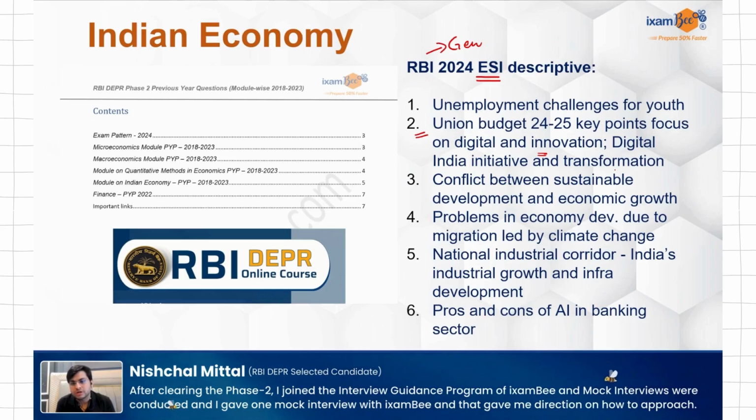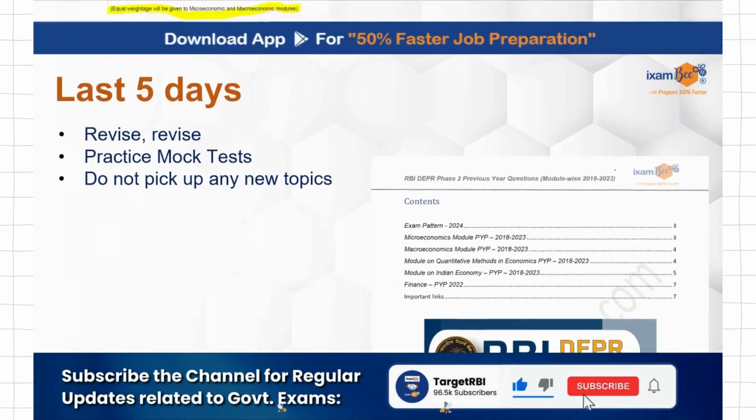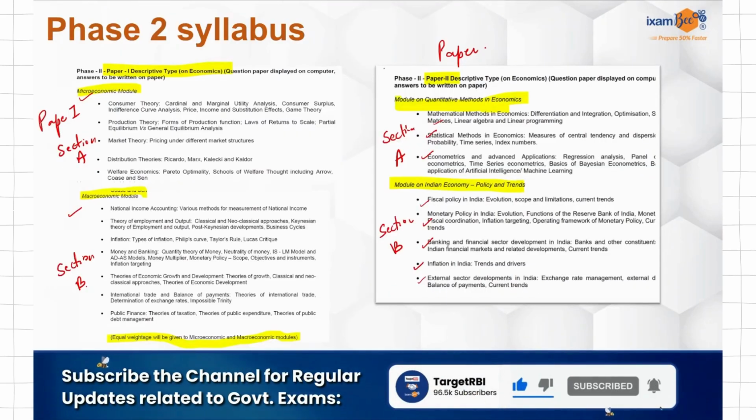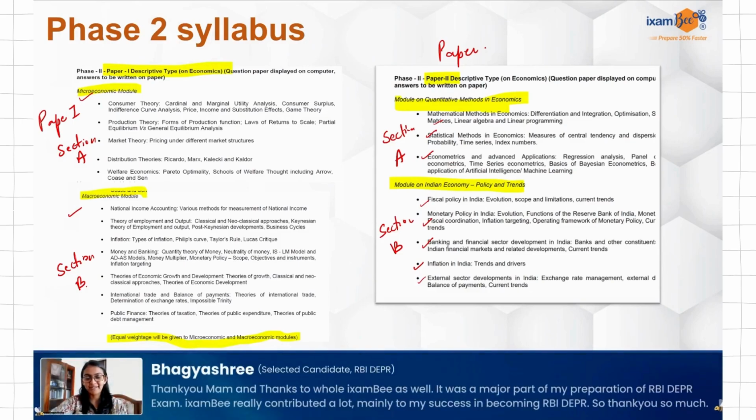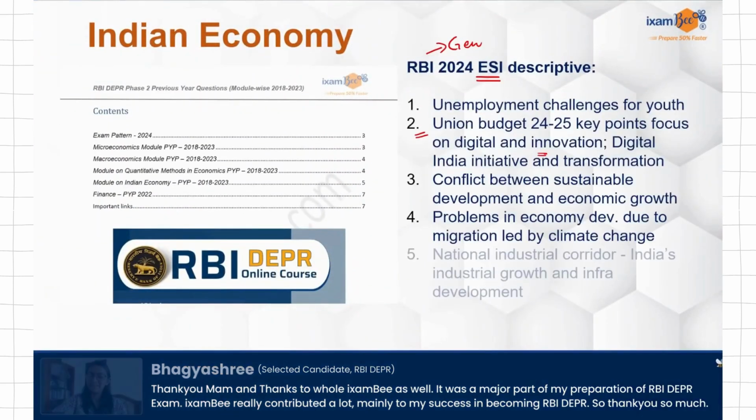And the last question was about the pros and cons of artificial intelligence in the banking sector. So you will notice that last year when module wise papers were done in economics, RBI DEPR also had added a point of artificial intelligence and machine learning and simple basic application. They've not asked for too much detail. You don't have to make models of artificial intelligence, but basic understanding. So yes, that's also a development that's taking place.